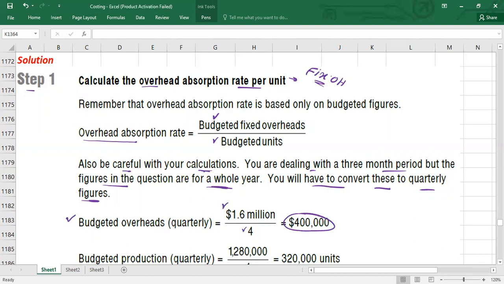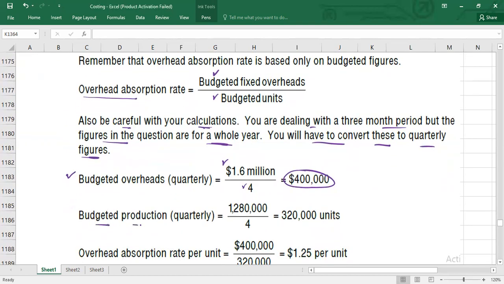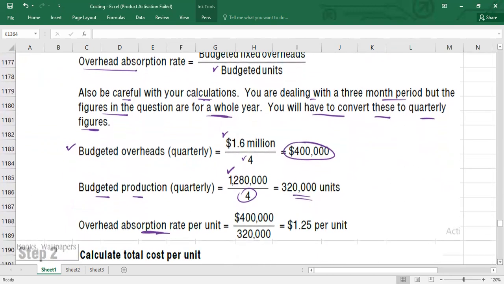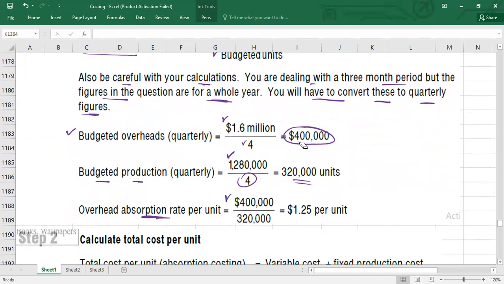Then guys, we have the budgeted production units. They are also given in annual terms, 1.28 million units. You divide by the 4 quarters in a year, so you get units per quarter, which is 320,000 units. And now you can calculate the overhead recovery rate for the quarter. What is the formula? We need the quarterly budgeted overhead, which is 400,000, divided by budgeted units, which is 320,000. So our overhead recovery rate is $1.25 per unit. This is what we have just calculated, the fixed cost.